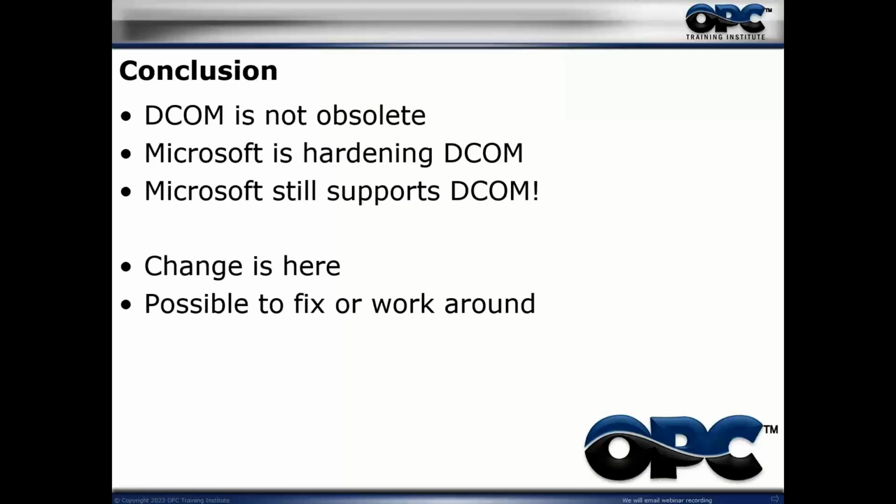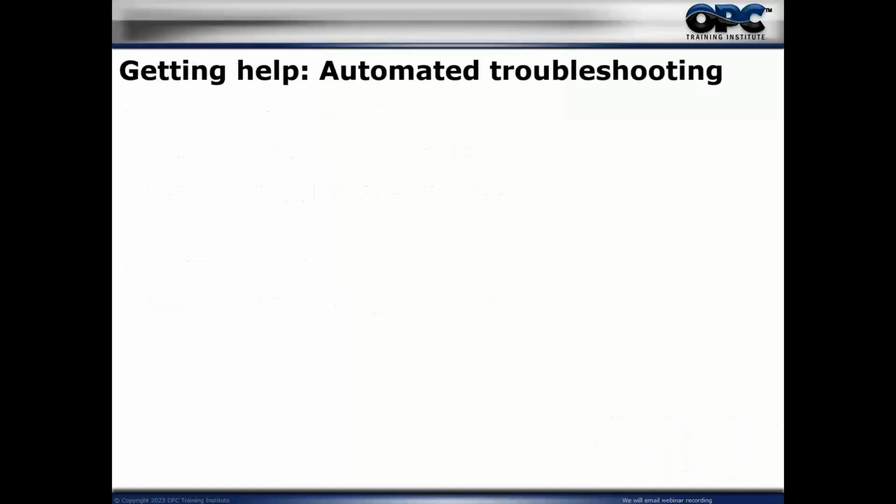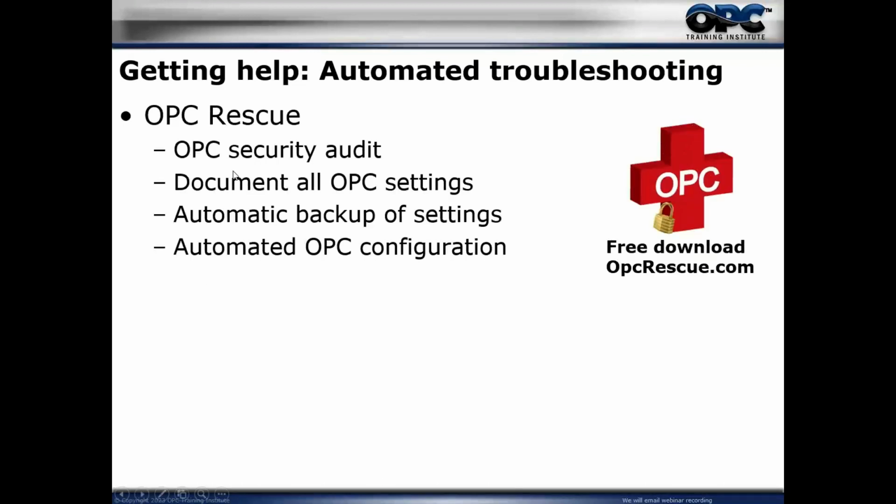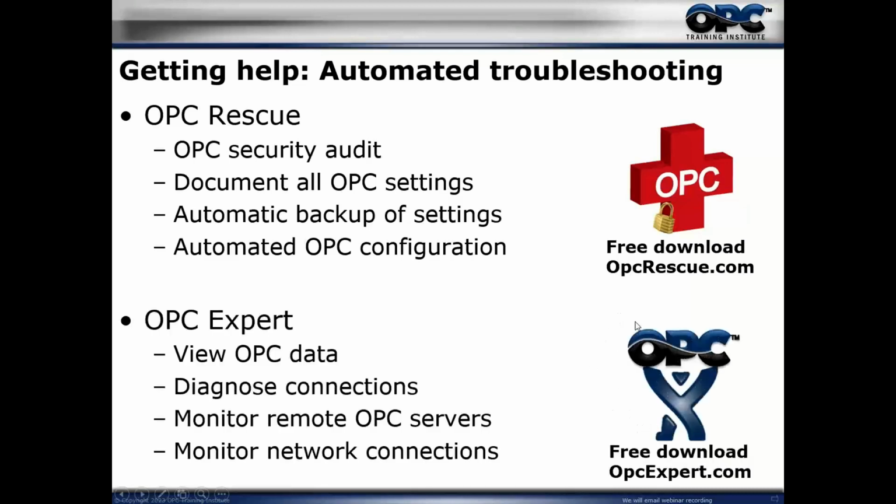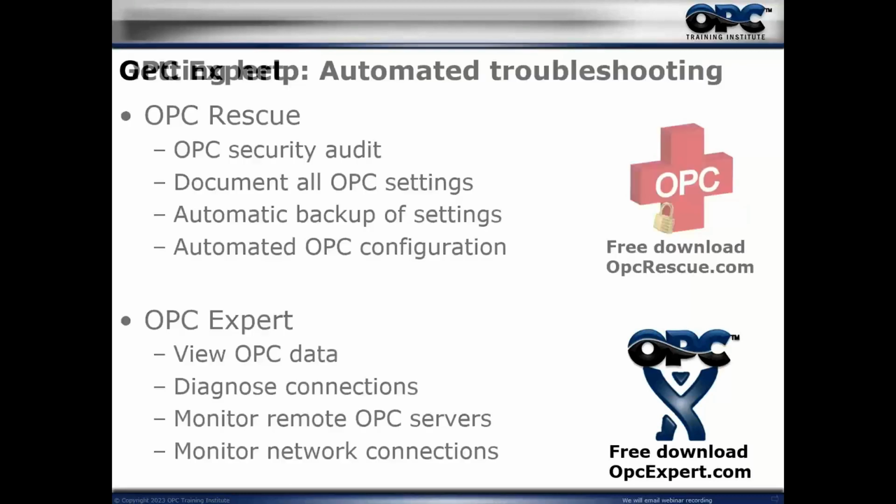Now, just a few more words on what's going on here. To get help with automated troubleshooting, you can download OPC Rescue, which has security audits. So for software, you can download OPC Rescue, or you can download OPC Expert, and both of these will help you with the diagnosis. You can view your data, diagnose your connection, monitor your connections, and diagnose this particular problem.